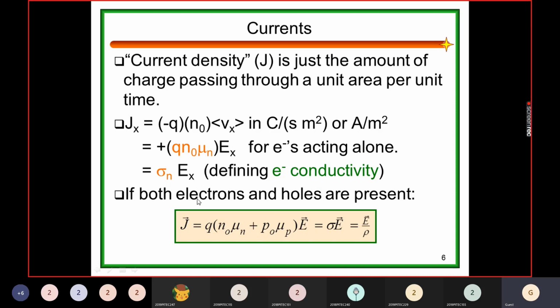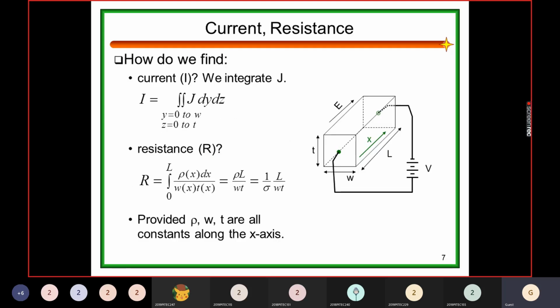Suppose both electrons and holes are present in the same region without recombining, then automatically the current density vector will be represented by using E vector divided by rho. We all know that 1 by rho is equal to sigma. So that's why J vector is equal to E vector divided by rho. So this is your exact current and resistance which is provided whenever the electrons and holes are being passed with the externally applied electric field.